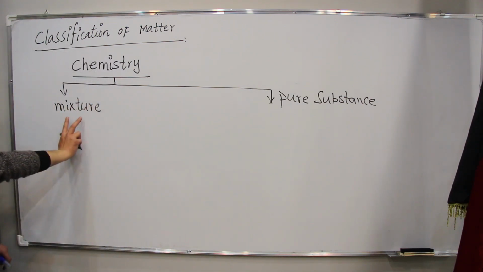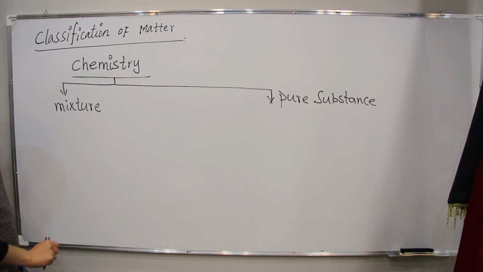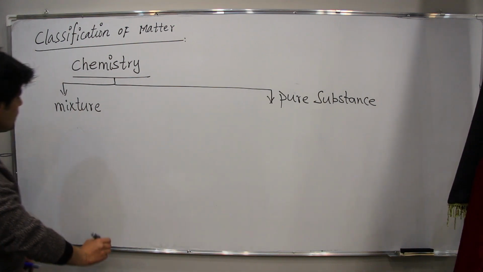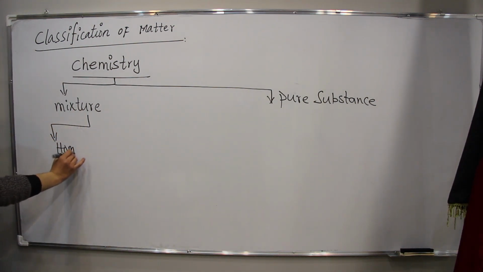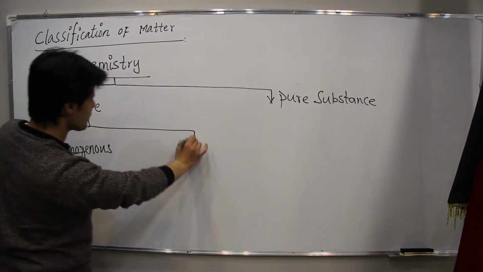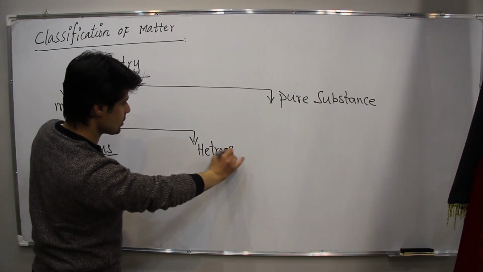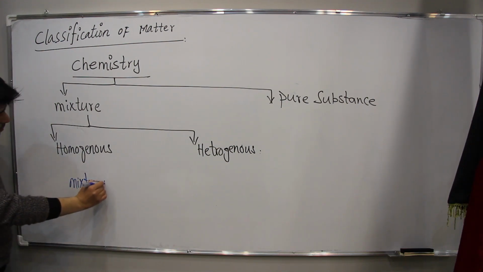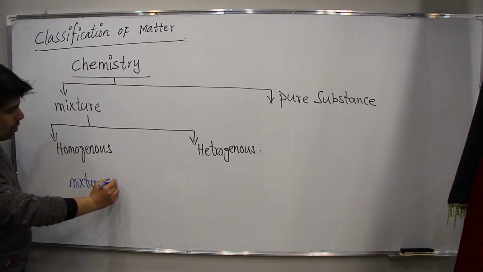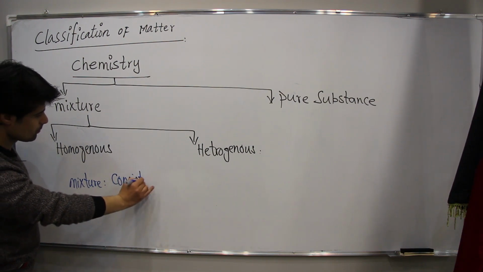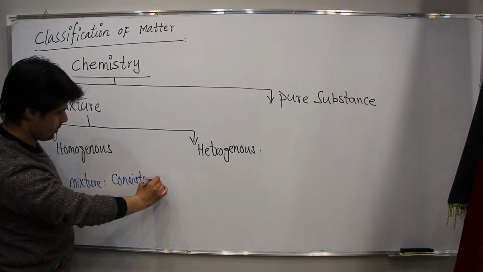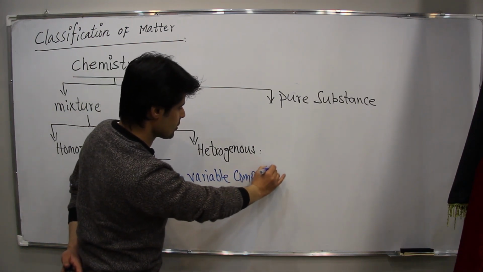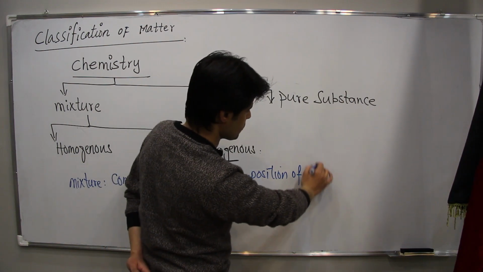Now, whenever you're talking about mixture, what is mixture? First, mixture is divided into two parts: homogeneous, and second one is heterogeneous. Now, the definition of mixture is: mixtures consist of a variable composition of pure substances.